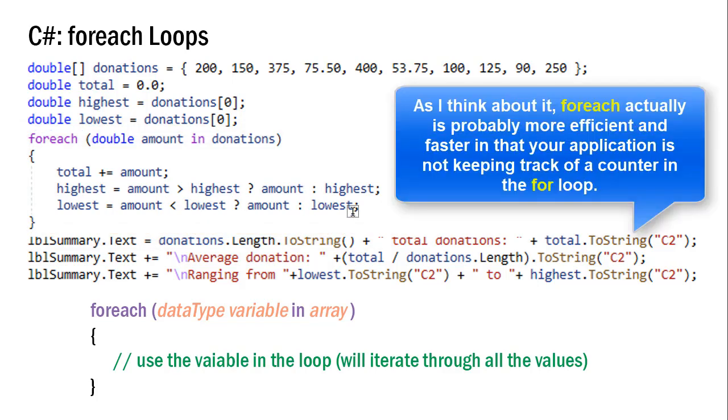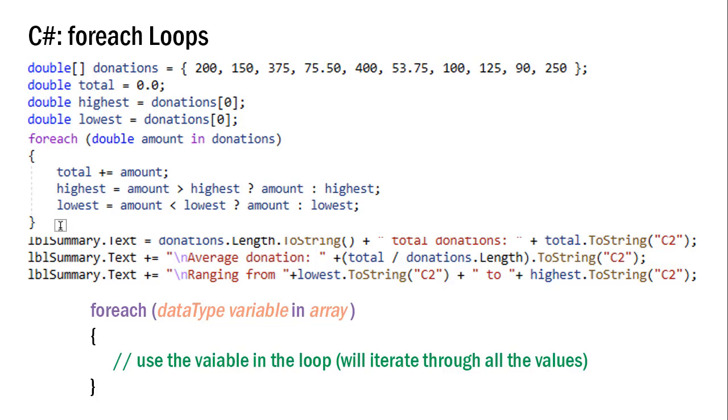It's not necessarily more efficient, it's just a little bit cleaner way of writing it, and you're going to see this as you look at other people's code and wonder what is a foreach loop. That's what it is. Let's look at another example in C#.